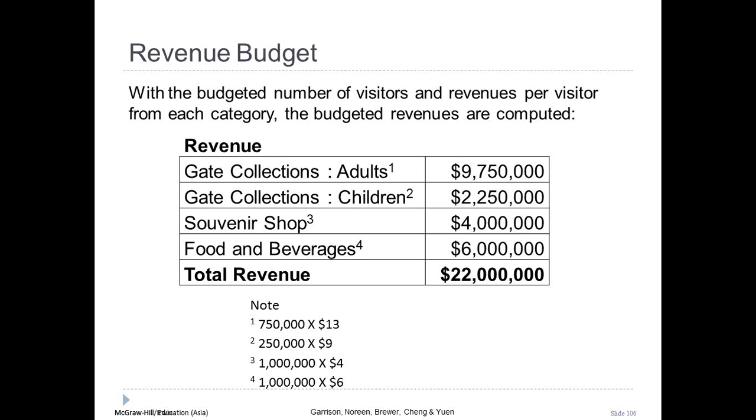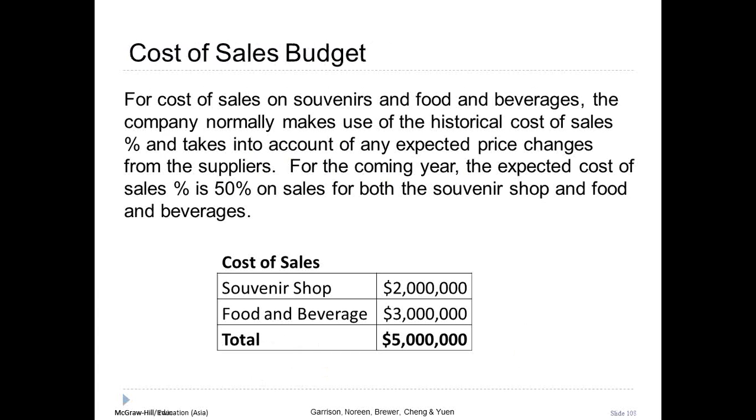Now let's do a cost of sales budget. For cost of sales on souvenirs and food and beverage, the company normally makes use of the historical cost of sales percentage and takes into account any expected price changes from the suppliers. So for the coming year, the expected cost of sales percentage is budgeted at 50% on sales for both the souvenir shop and food and beverages.